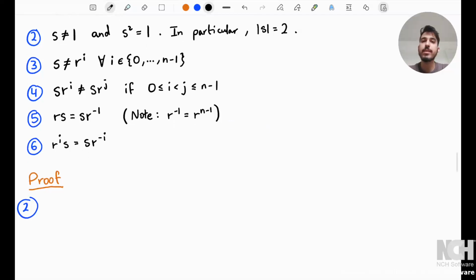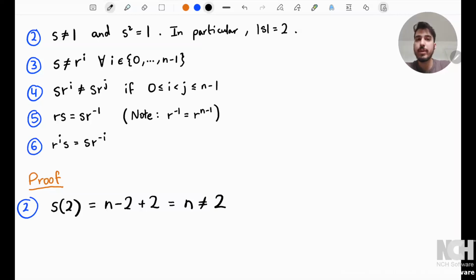So let's choose the vertex number 2. So let's say S of 2 and see what that gives us. Well, the formula for S is n minus k, which is 2, plus 2. And minus 2 plus 2 is 0, so that all equals n. And n can never be equal to 2 because a polygon has at least 3 sides. So now we've just proven that S does not move a vertex back to its place. So S cannot be the identity transformation.